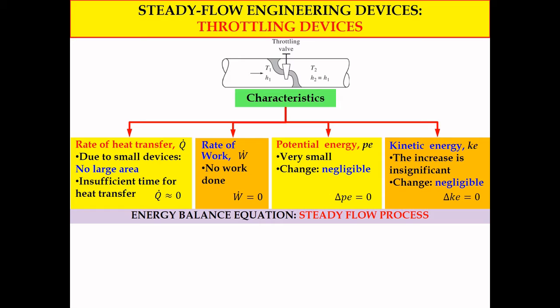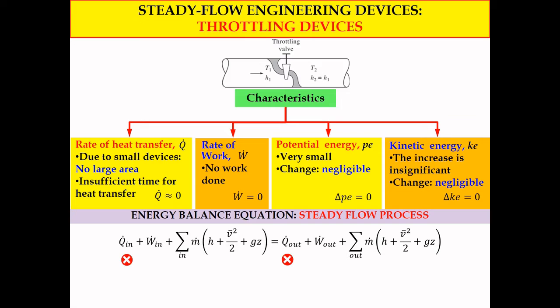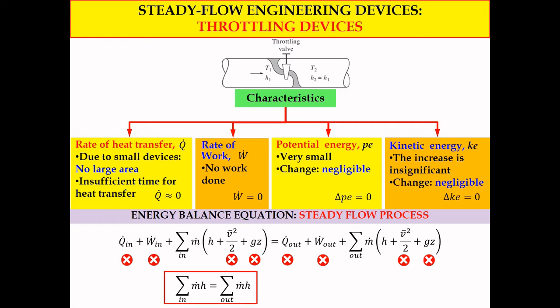So if we apply all these characteristics to the energy balance equation for the steady flow process, we will have no Q in dot and no Q out dot, no W in dot and no W out dot. The terms for kinetic energy and potential energy can also be neglected in the equation. So the remaining terms are only the energy of mass in and mass out, in terms of the enthalpy value. So the total in, M dot multiplied by h, equals the total out, M dot multiplied by h.